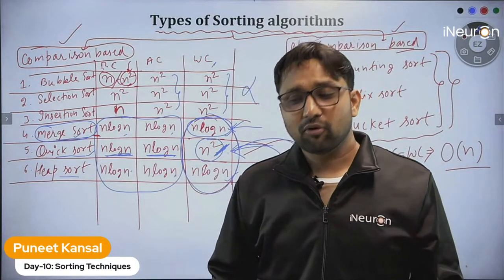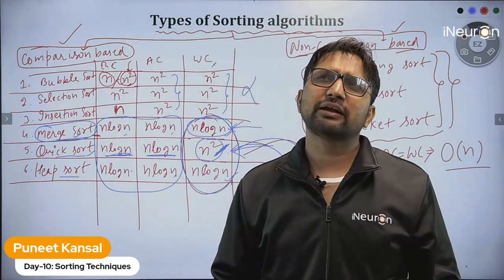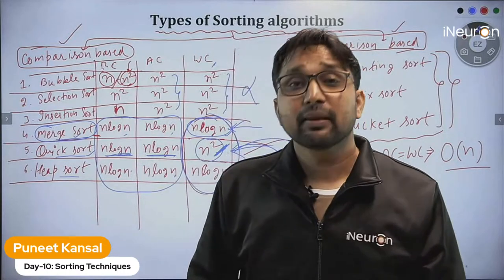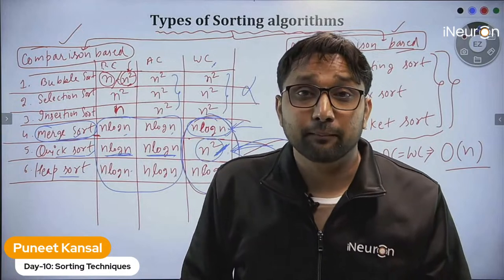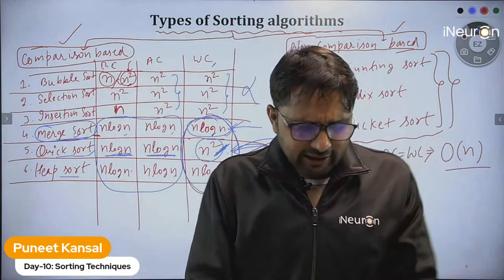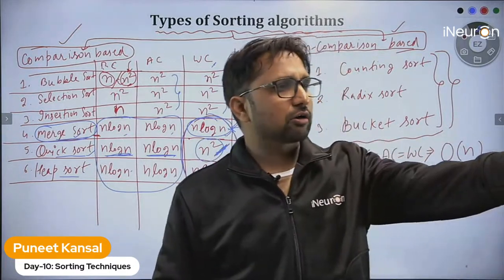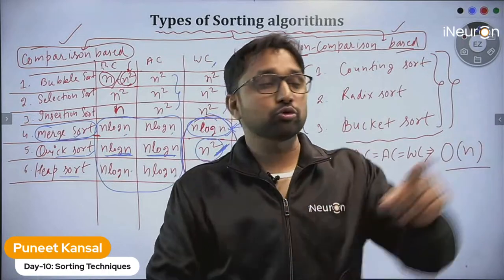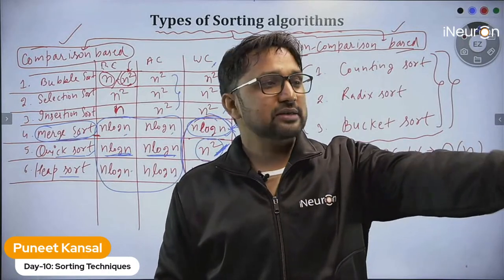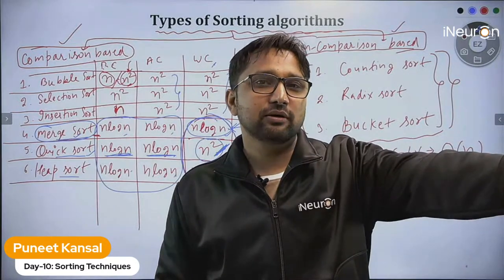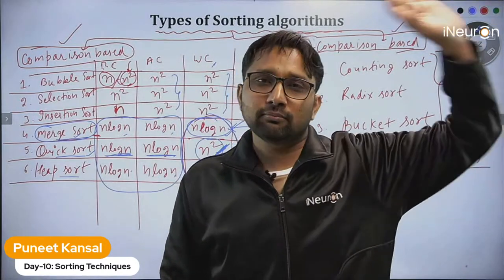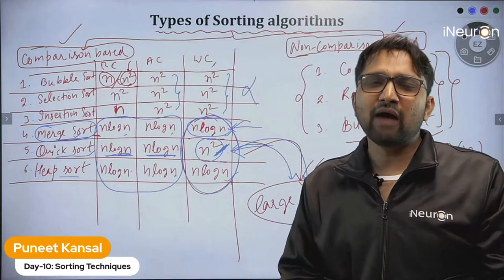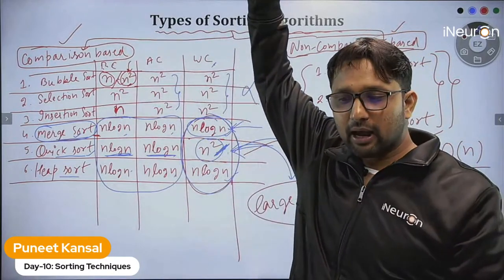Worst case of quicksort, when quicksort will take n square time. Quicksort will take n square time when the array is sorted. It's like you are saying to quicksort, I'm giving you the sorted array, can you please sort these numbers? Then quicksort will go mad. He will say, you are giving me sorted elements to sort, I will take n square time.